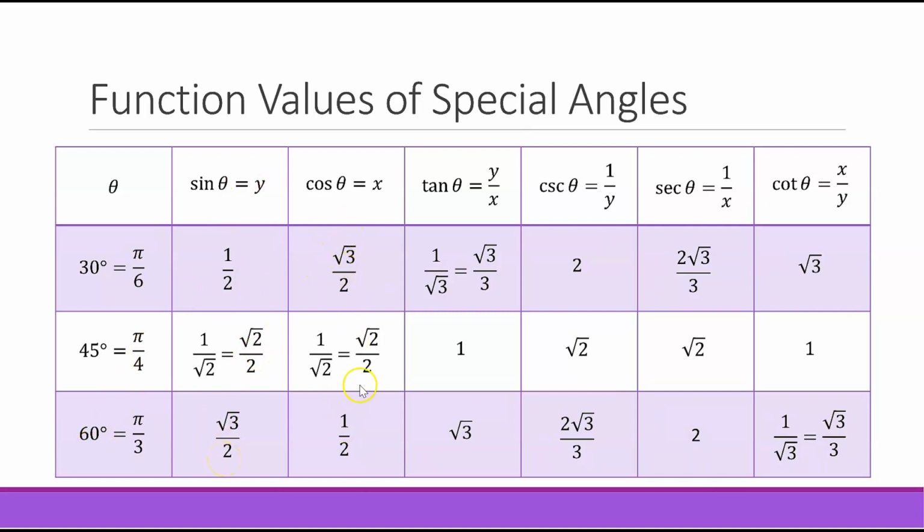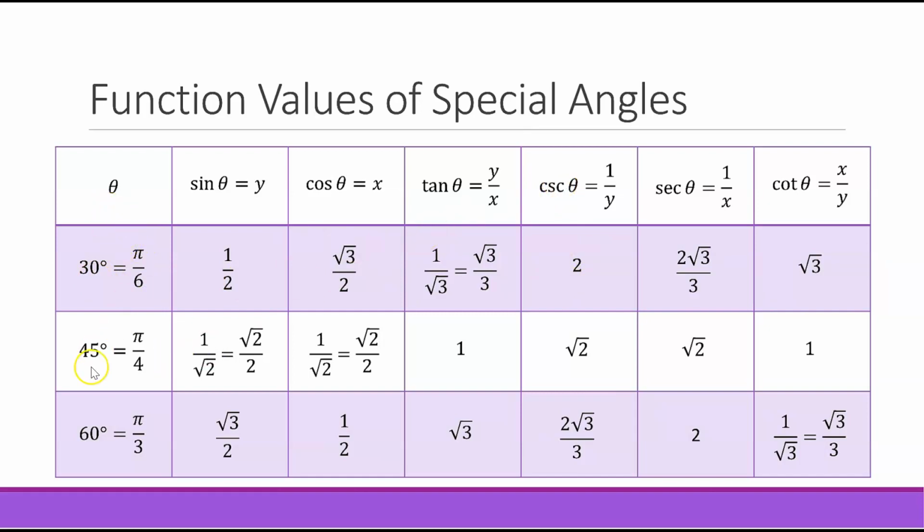and we have our values for cosine, we have our values for tangent, and we know that cosecant, secant, and cotangent are the reciprocals for sine, cosine, and tangent, respectively. So we can just go ahead and flip the numerator and denominator. So for sine of 30 degrees, that was 1/2. Cosecant of 30 degrees is 2.